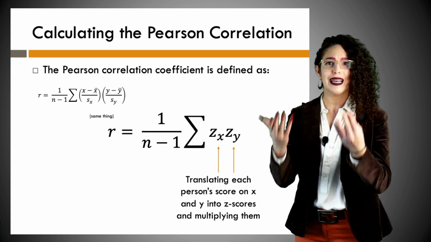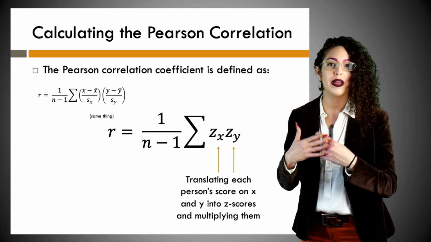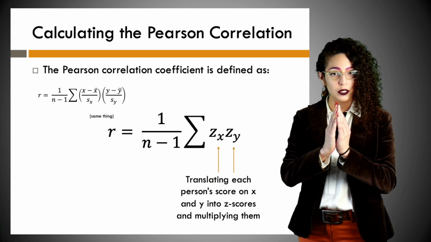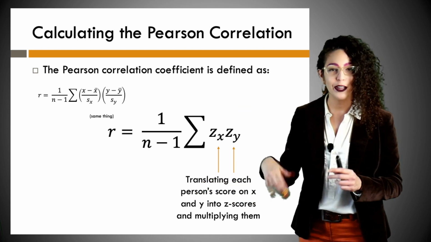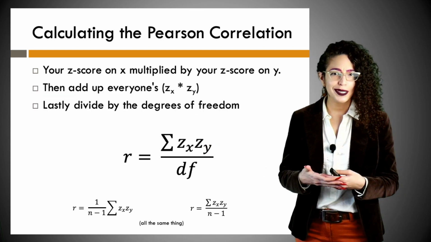Then we're going to take the sum of all those cross products because we're going to sum them all. So you're going to do this for everybody, transform everybody's scores into z-scores, multiply one person's two scores with each other, sum them all up, divide by your degrees of freedom, n-1. So what's really going on here?